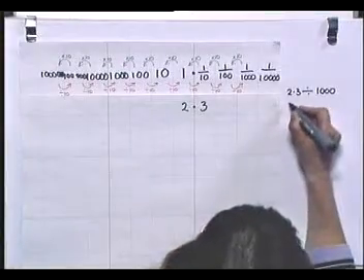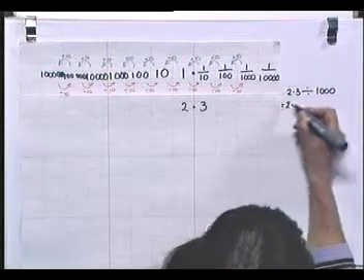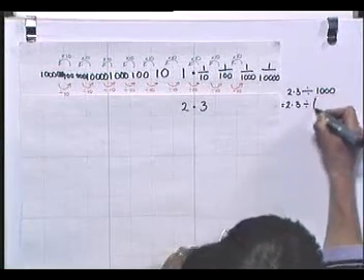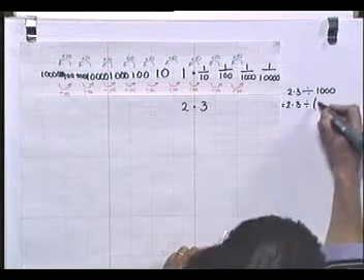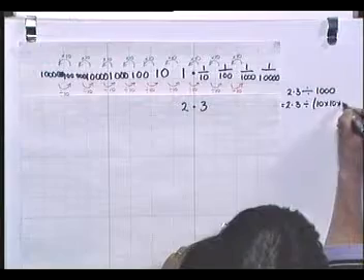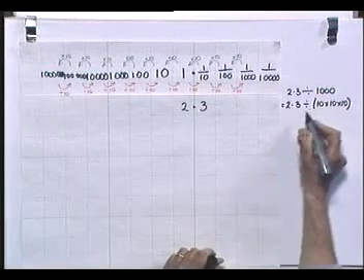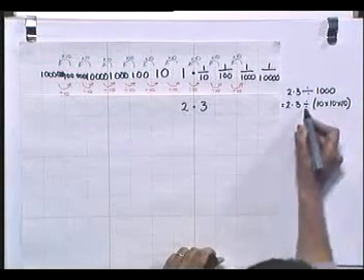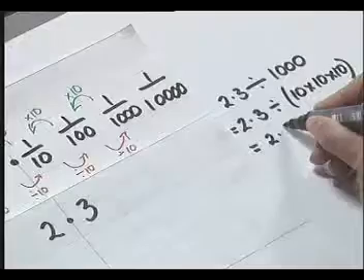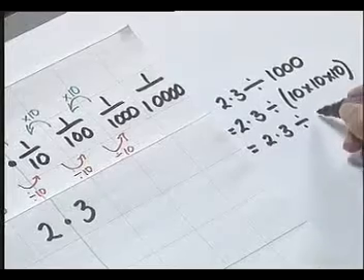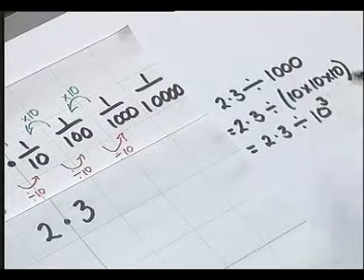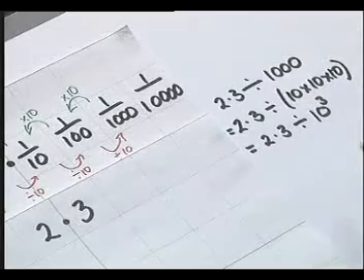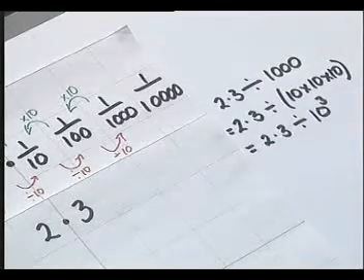Well, the 1,000 is the same as 10 times 10 times 10. I have to make sure it's in a bracket here because we're dividing by the whole 1,000. So we have to do the multiplication here first before we do this division. And that's actually the same as 2.3 divided by 10 to the power 3. So we have a link here with our indices. So let's actually do that division now.